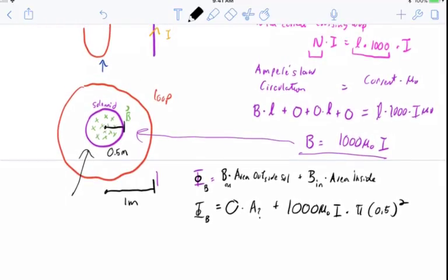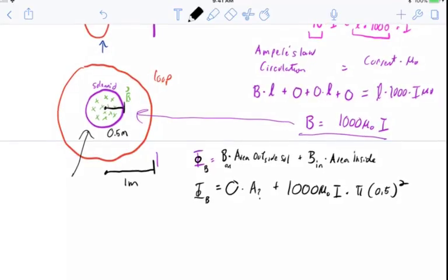Now what? How do I use this to find I? The question explains that the current reduces from some initial I to 0, and in that time, delta t equal to 0.1 seconds, it generates an EMF of 0.1 volts. So this is the average. That means we're not going to use the time derivative. Instead, we're just going to figure out the initial and final values.